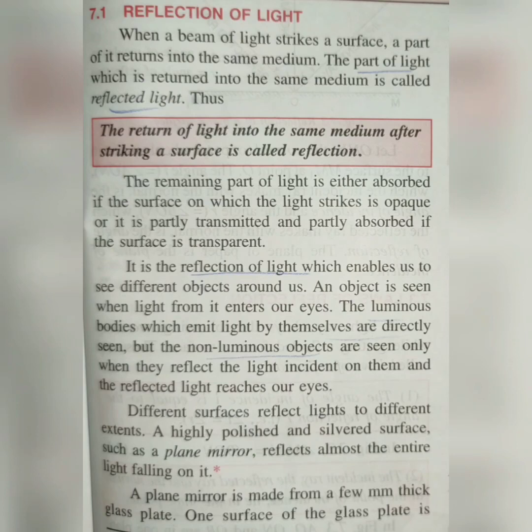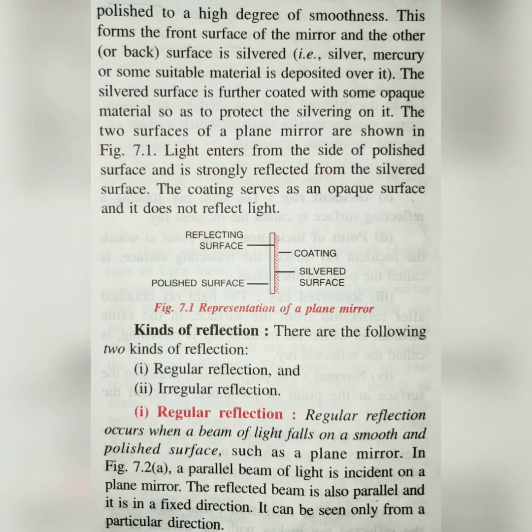And we know about the plane mirror. A plane mirror is actually a thick glass plate, and one side of it is coated with silver oxide or mercury. So it behaves like an opaque material. When light strikes the surface, nearly 99% of the light will be reflected back to the same medium. And we have two kinds of reflection, regular reflection and irregular reflection.